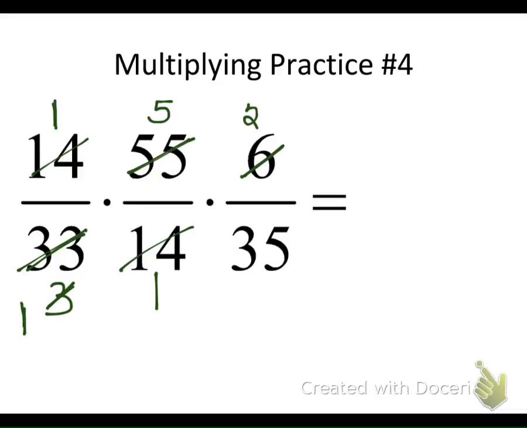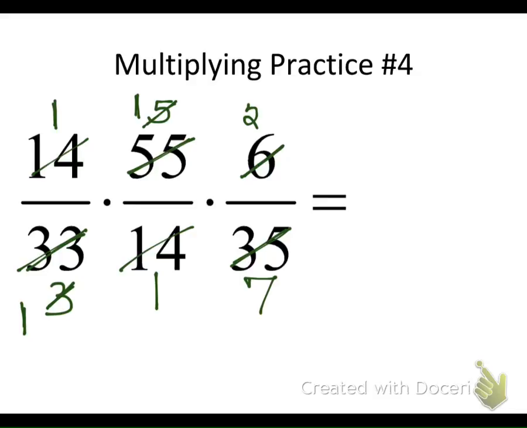Can 2 and 35 be simplified at all? No. I feel like there's one more part that can be simplified. Well, not 35 and 55, but 35 and 5. So what are 35 and 5 both divisible by? 5. What's 5 divided by 5? 1. What's 35 divided by 5? 7. All right. Look again. Is there any other top that I can simplify with the bottom? No, I don't think so either.